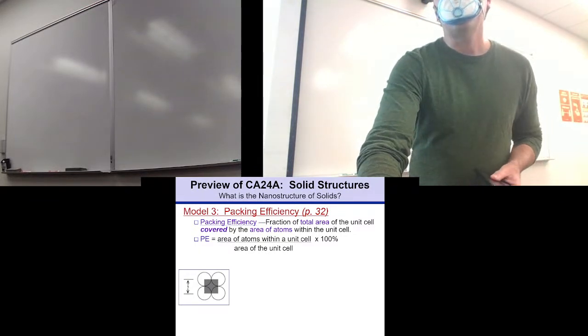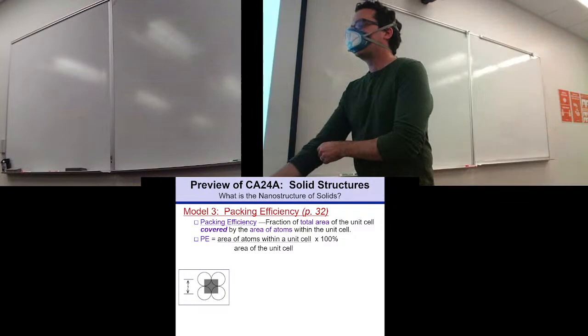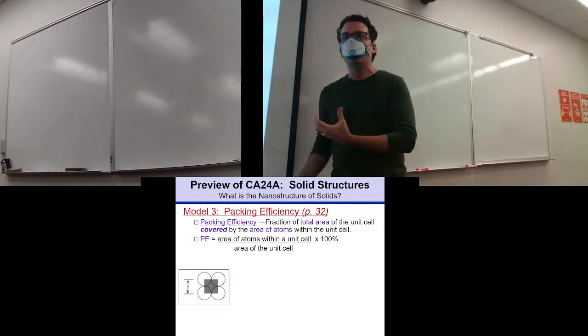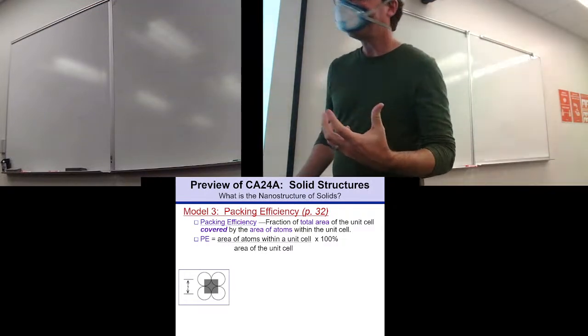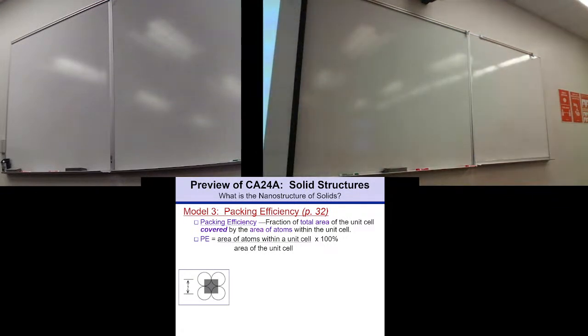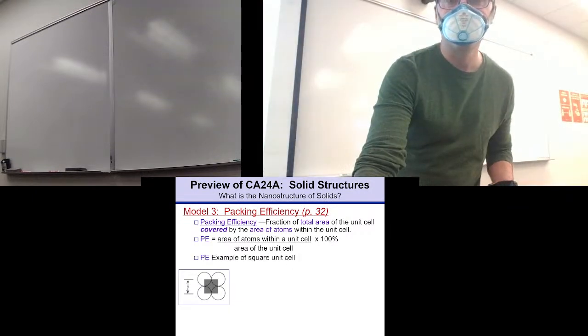But we're going to actually talk about the length of a unit cell in terms of the atom radius instead. So when I look at an atom, the radius is from the center to the edge of the atom, okay? So I'll show you how that works.